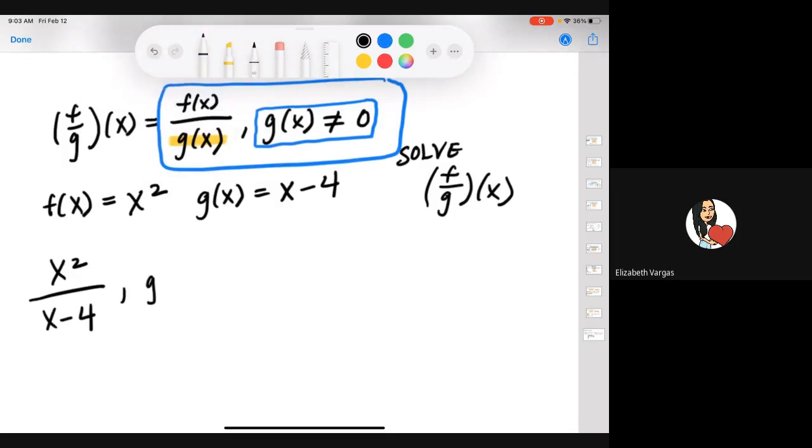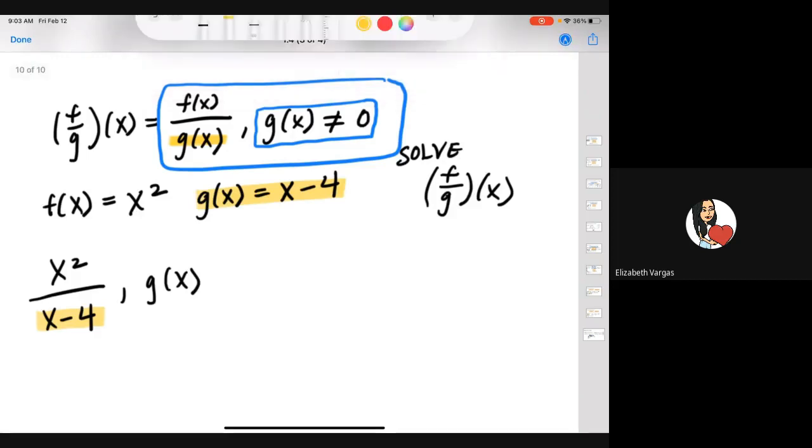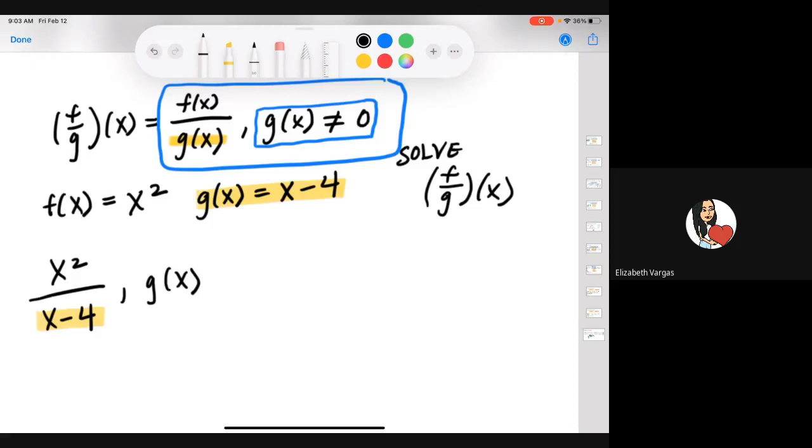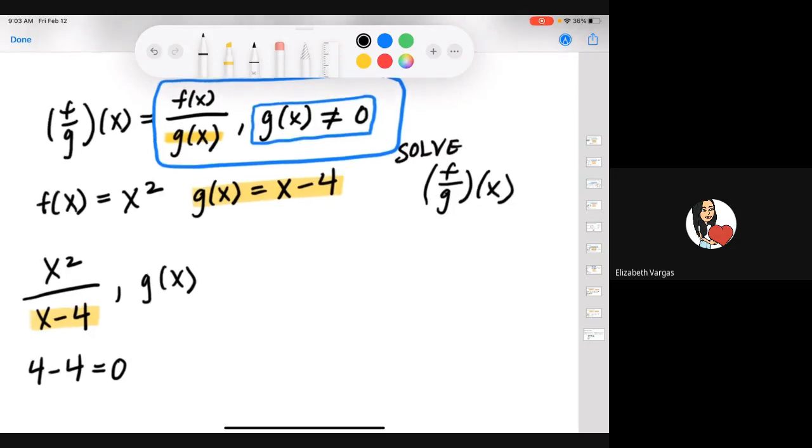So I want to find when g of x is equal to 0. Well, in order to find when g of x is equal to 0, I need to look at my g of x equation, this equation right here, and find out when it's equal to 0. In this instance, the only time g of x is going to be equal to 0 is when I substitute 4 into x, right? Because 4 minus 4 is equal to 0. So that's my instance when g of x is equal to 0. So basically, instead of it being 0 here, I'm going to plug in 4 because that's the instance in which that denominator is equal to 0.